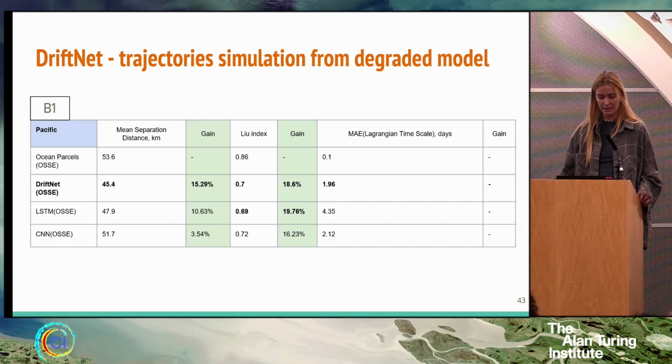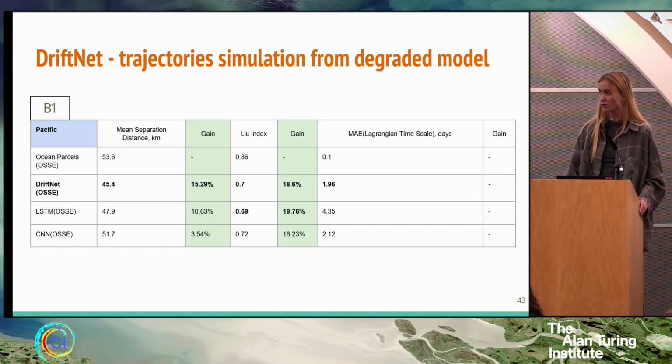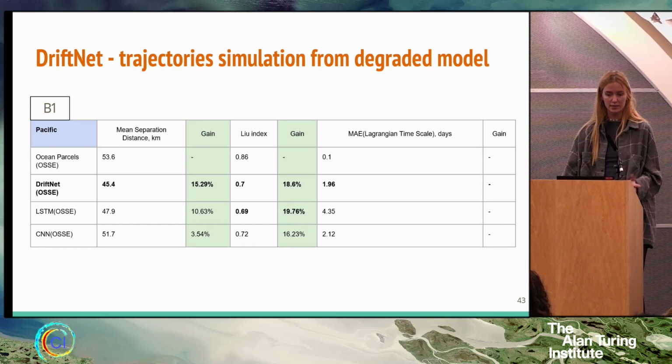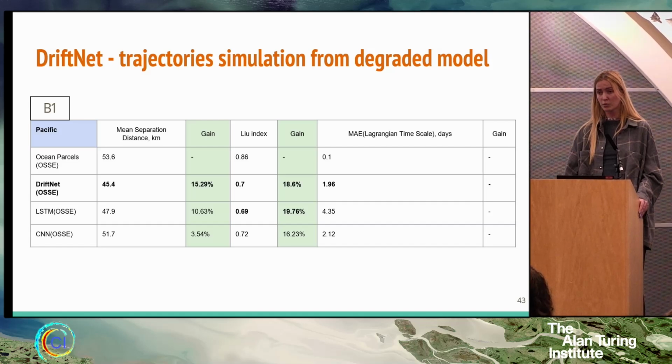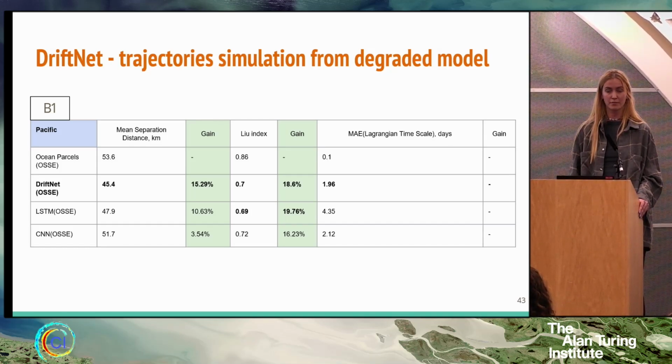And here what I can see, the first row is a numerical advection tool. The second row is the proposed network. And as you can see here, DriftNet is outperforming the baselines, especially the baseline Ocean Parcels, by more than 15% in terms of mean separation distance at the end of the 9th day of trajectory. And it is outperforming the baseline by more than 18% in terms of Liu index.